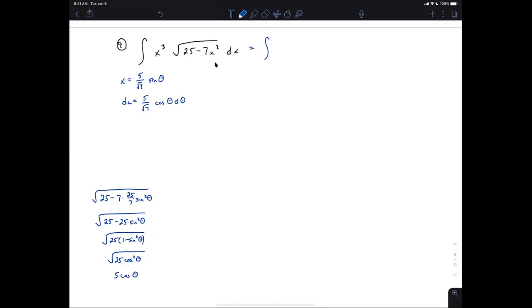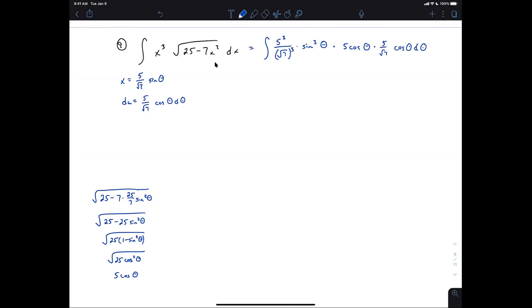So, okay, we get 5 to the third, so 125 over the square root of 7 to the third, which we'll leave for now. And then sine to the third. And then instead of the square root, we get 5 cosine theta. And instead of dx, we get 5 over square root of 7 cosine theta d theta. Does that make sense to everybody?